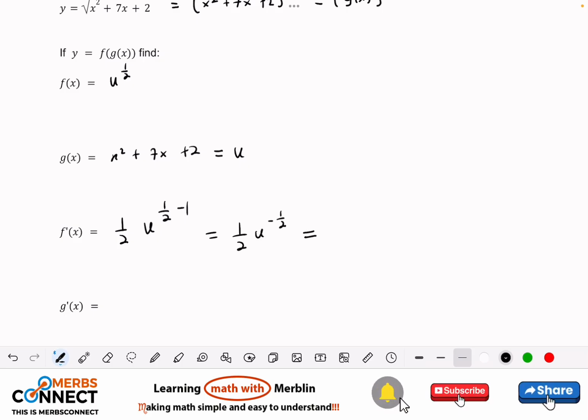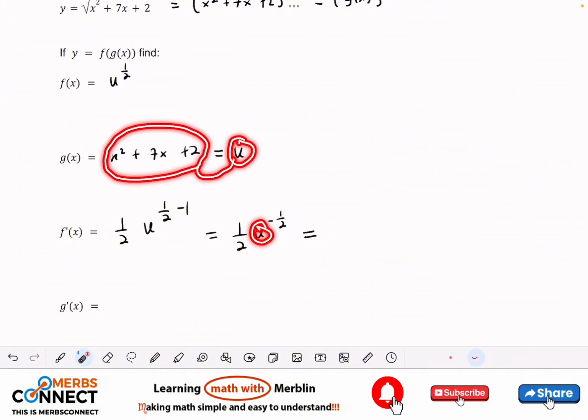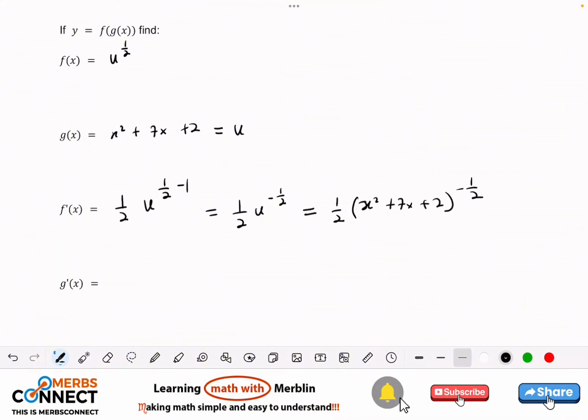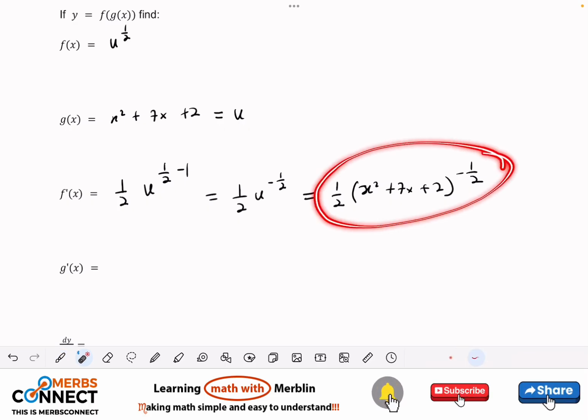Now after we are done with the derivative, let's assume that the function here is in terms of x. So this one too should be in terms of x. Now what is u? We need to replace u. u is the same as x squared plus 7x plus 2. So we are going to have 1 over 2, open bracket, x squared plus 7x plus 2, to the power negative 1 over 2. So this is what you are going to get for the f prime of x, right?